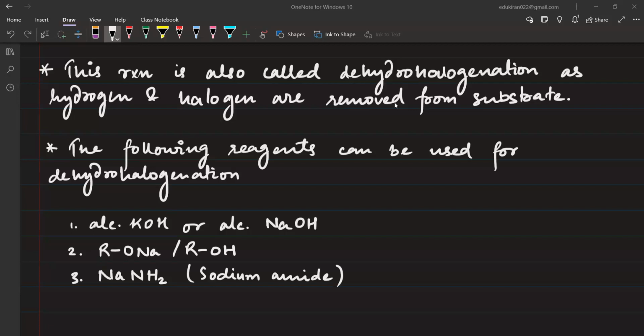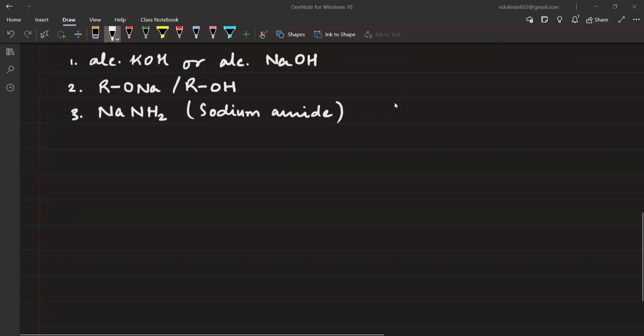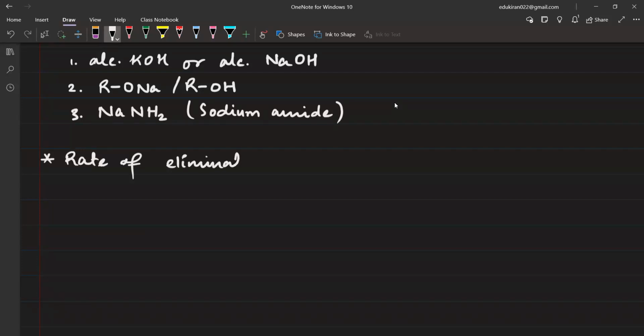Done, everyone? Please write next. Rate of elimination. Rate of elimination, beta elimination, dehydrohalogenation, all of these are names of the same thing. Now for rate of elimination, if I look at the halogen atoms, then if the halogen atom has greater bond length, and if the bond is weaker, it is going to be faster.